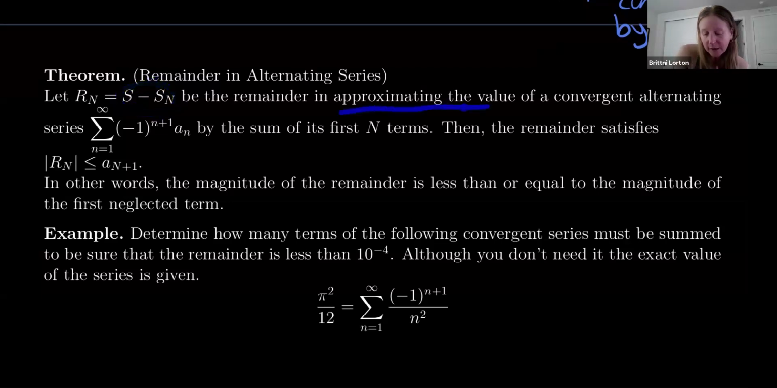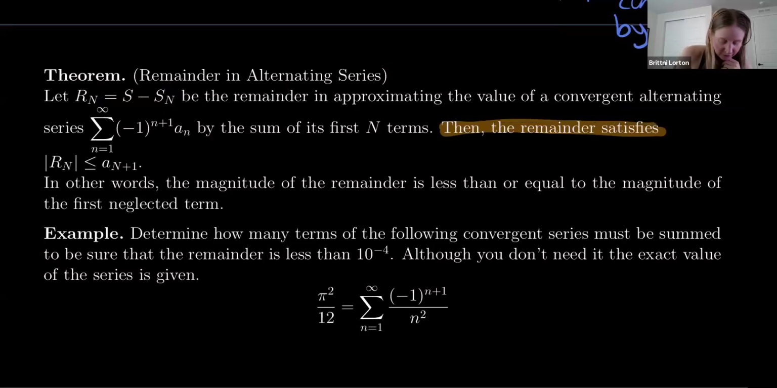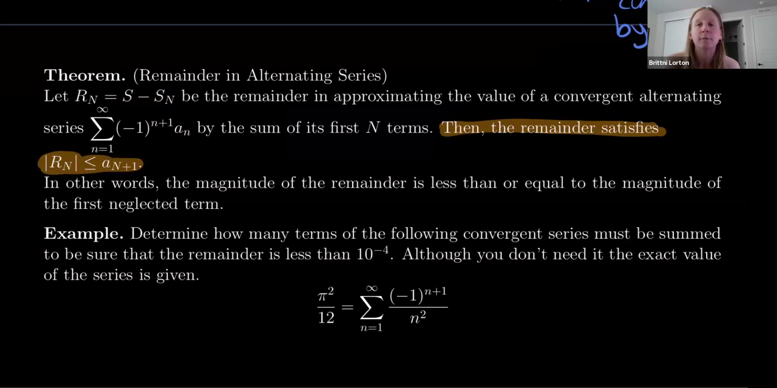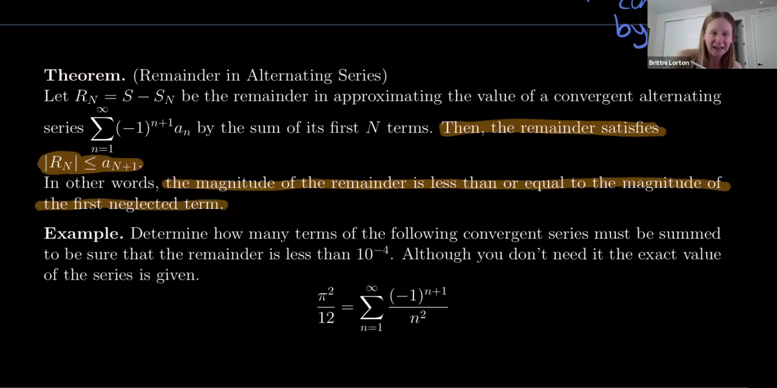Okay, that's the remainder in approximating the value of a convergent alternating series by the sum of its first capital N terms. What we know, what's really important, and if I were you, I would even highlight this, is the key: the remainder satisfies that the magnitude of my remainder is less than or equal to a sub n plus 1. In other words, the magnitude of the remainder is less than or equal to the magnitude of the first neglected term. This is kind of an interesting one. I really want to pause and think about this really clearly.